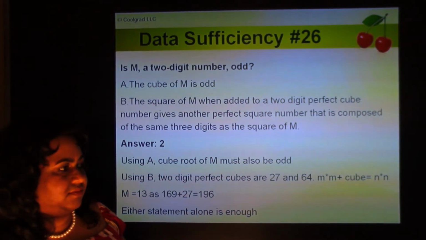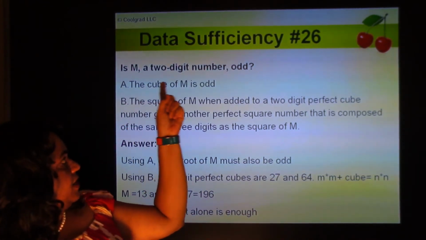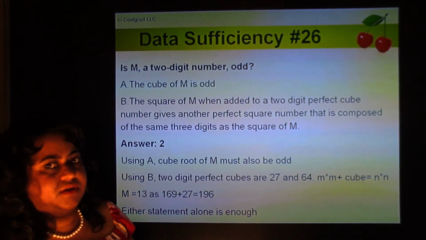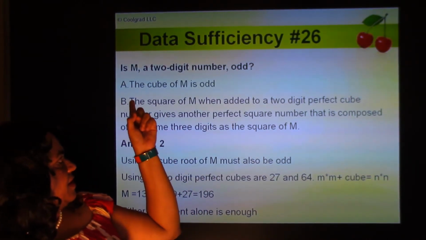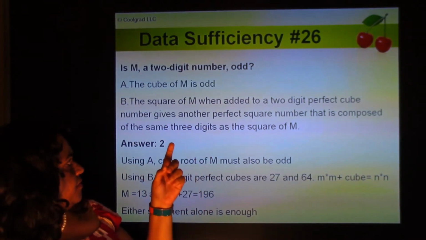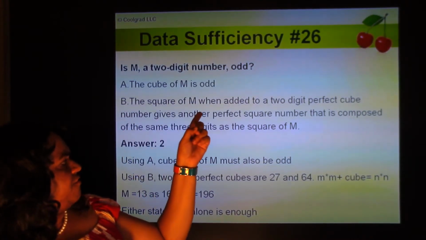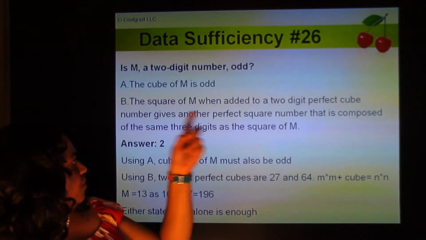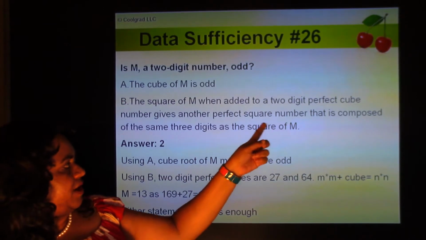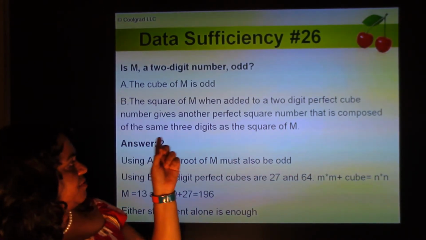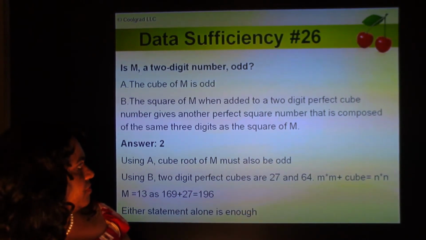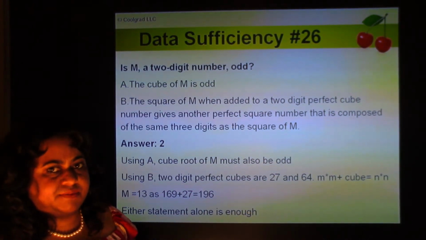Question 26. Is m a 2-digit number odd? So we have to say if m is an odd number or an even number. Statement A, the cube of m is odd. Statement B, the square of m when added to a 2-digit perfect cube number gives another perfect square number that is composed of the same 3 digits as the square of m. So let's analyze each statement.